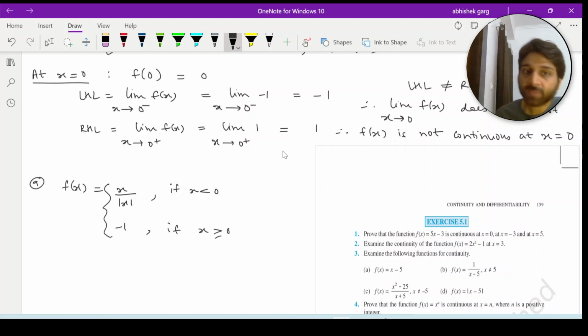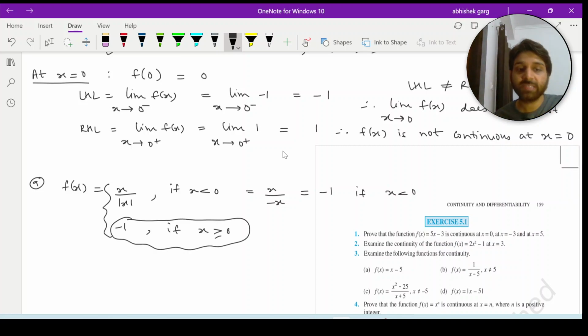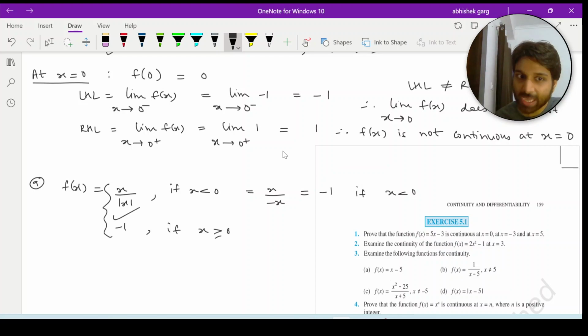Now we know that if x is negative, then mod x is equal to minus x, right? So we'll write x upon minus x, which is equal to -1 when x is negative. And here we don't have to modify anything because it is very simple. All right, so f(x) is equal to -1 when x is negative, and f(x) is equal to -1 as well when x is 0 or more than 0. So clearly the function is continuous because its value is not changing. It is always equal to -1.